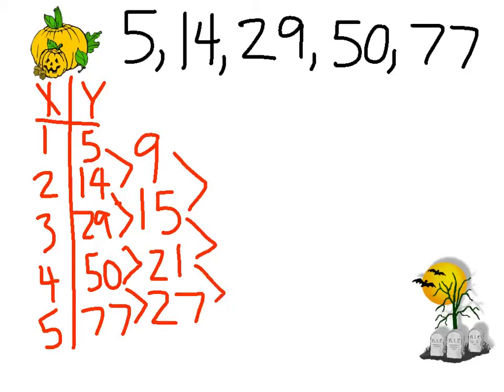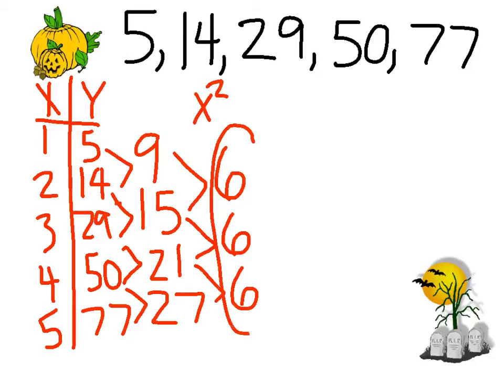Alright, so now we need to go again, because these are not all the same number, which means it's going to be an x squared. So 15 minus 9 is 6, 21 minus 15 is 6, and 27 minus 21 is 6. Alright, so to find our coefficient, what do we need to do with this number? We divide it by 2. So 6 divided by 2 will be 3.